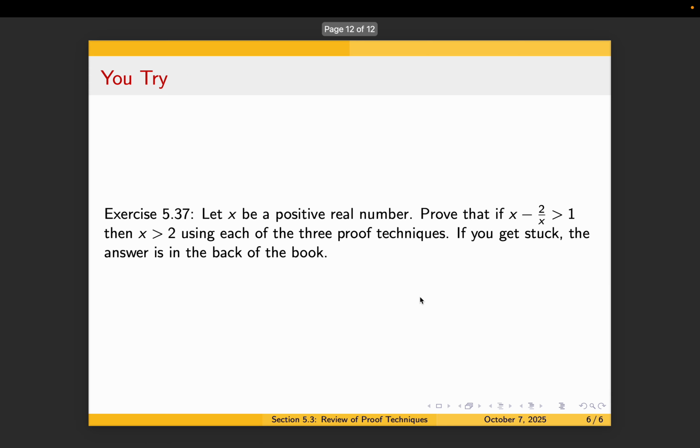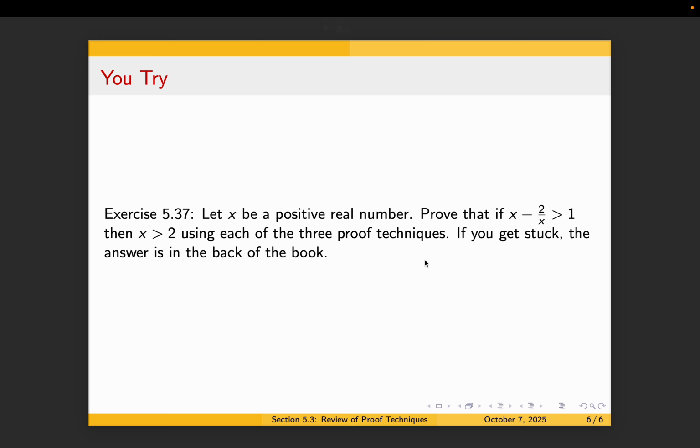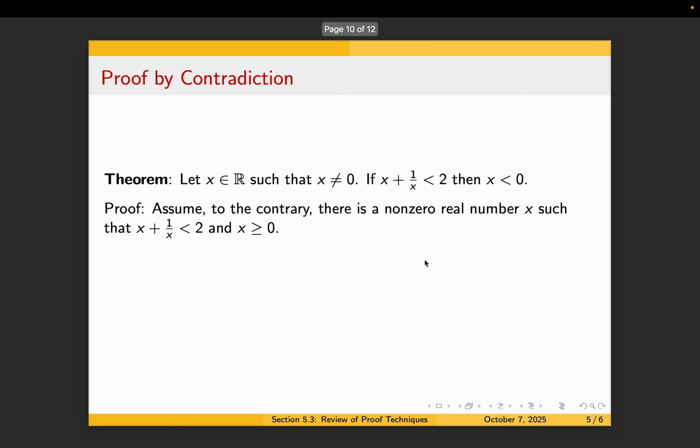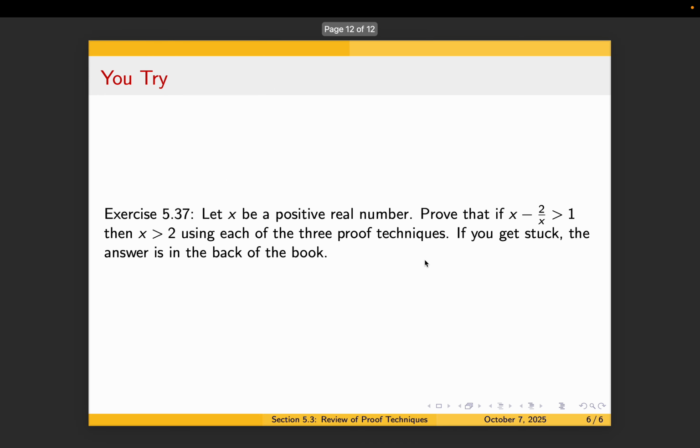So now what you should do is try this. This is exercise 5.37 in the book. Prove that if x minus 2 over x is bigger than 1, then x must be bigger than 2, using each of the three proof techniques. If you get stuck, the answer's in the back. As you might imagine, it is similar to this, has the same flavor, right? So I would use some of this to try doing it. But anyway, try your hand at that.